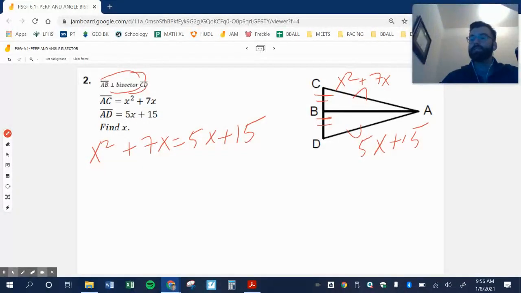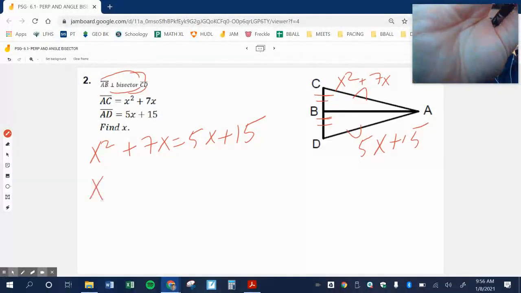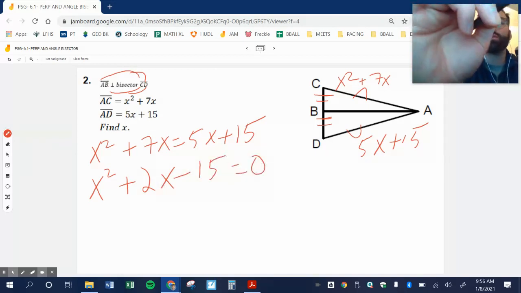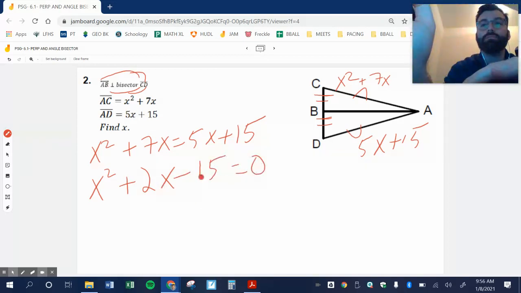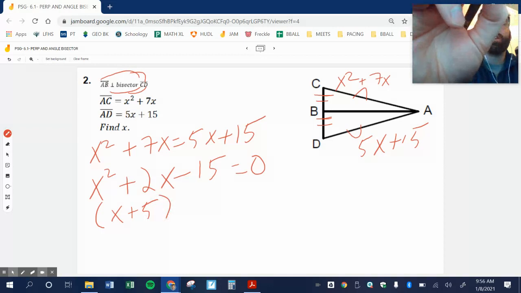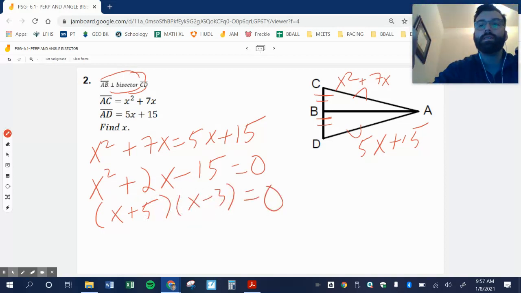Maybe you should move everything to the other side. So let's move everything to the x squared side. I'm going to subtract the 5x and subtract the 15 so that I have x squared plus 2x minus 15 equals 0. I want two numbers to multiply to negative 15 and add to positive 2. (x plus 5)(x minus 3) equals 0. This tells me that x is negative 5 and x is 3.